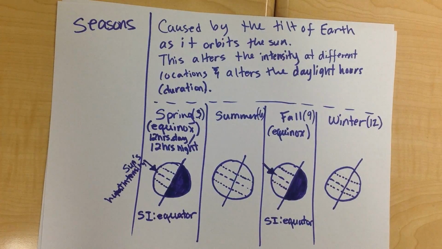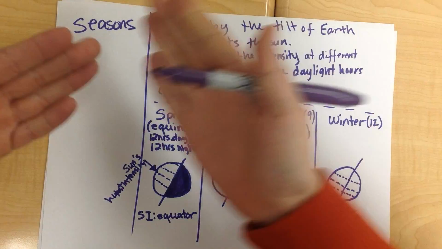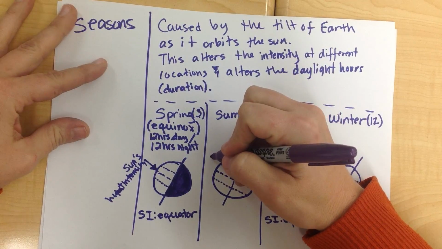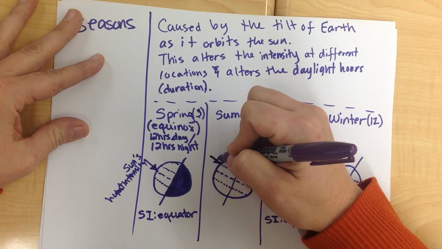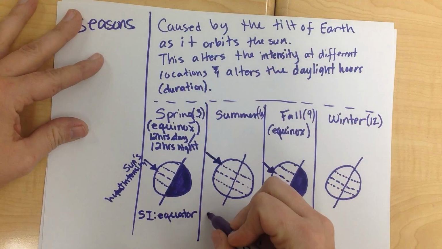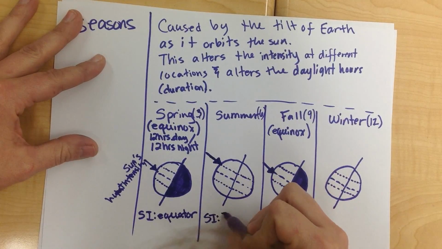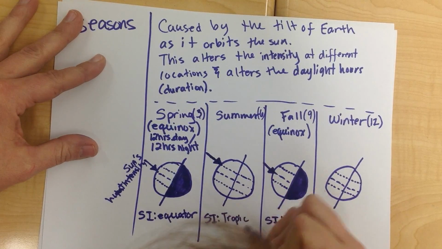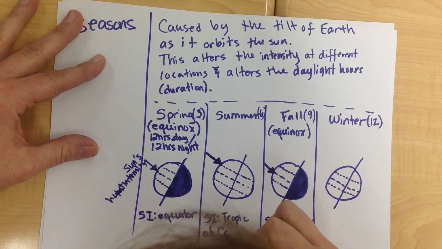Now during the summertime, we have moved in our orbit. So the most intense solar radiation is now sitting here, making a 90-degree angle at the most intense radiation point, which is the Tropic of Cancer.